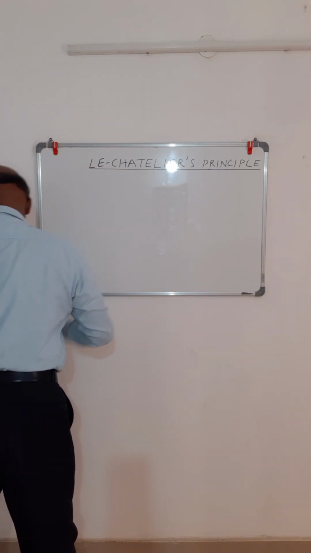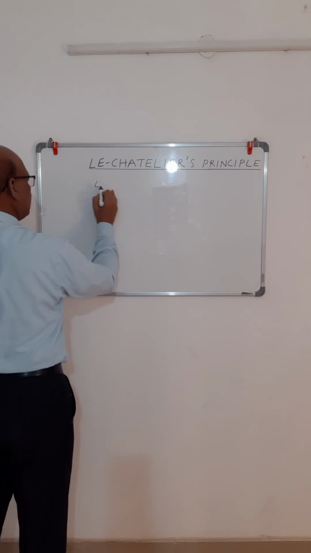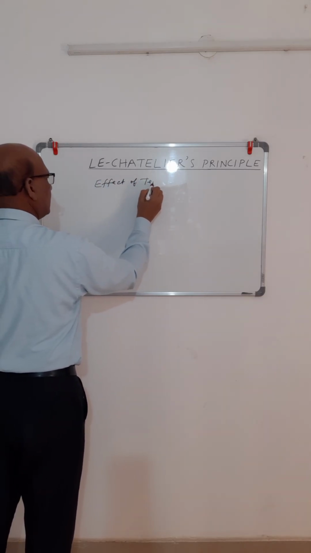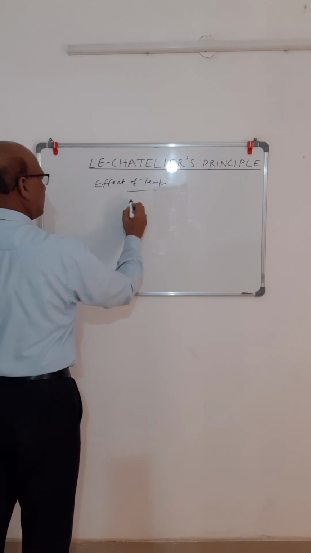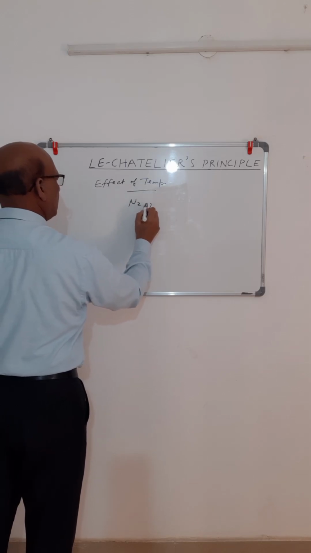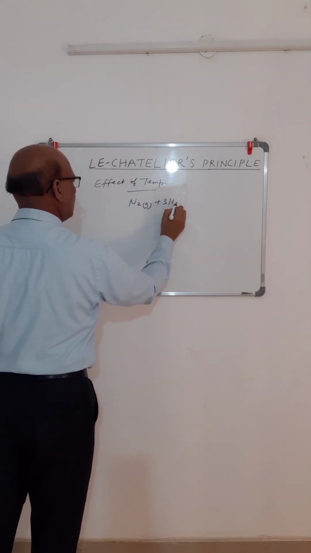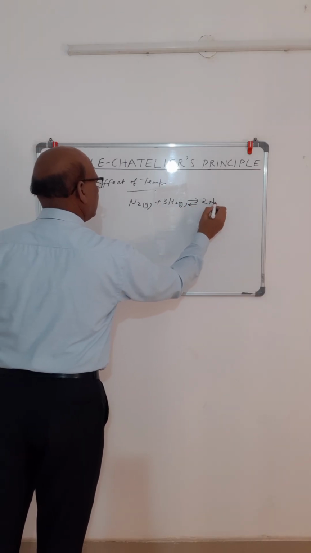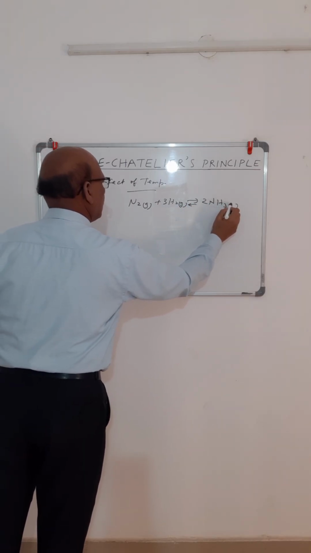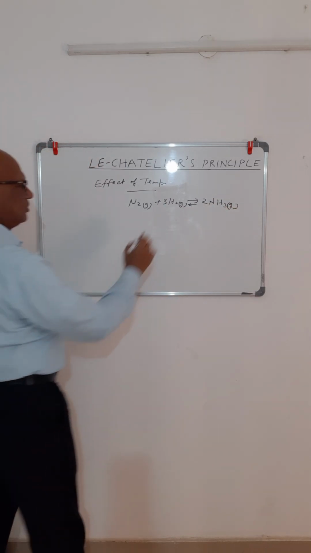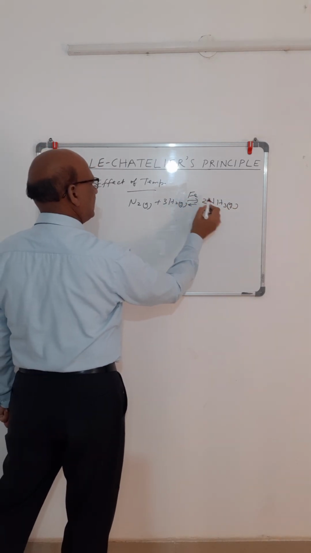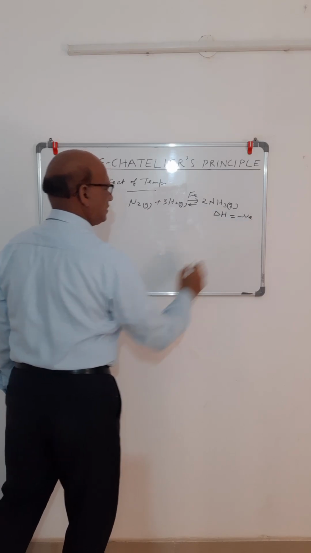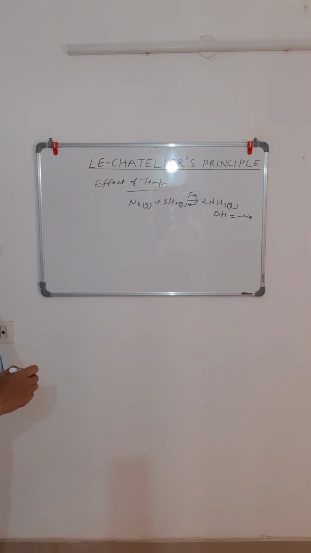Now we will see the effect of temperature and pressure, which are more important. So first let us see the effect of temperature. Okay, we will take the same reaction, that is N2 plus 3H2 gives 2NH3 gas. This is the equilibrium reaction. Now we know that this is an exothermic reaction. That means delta H is negative for this reaction.